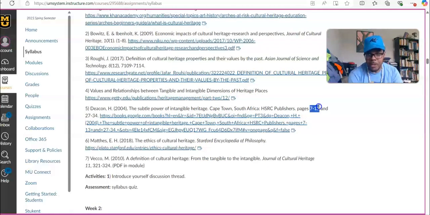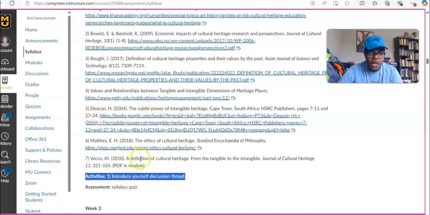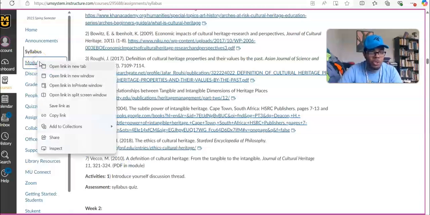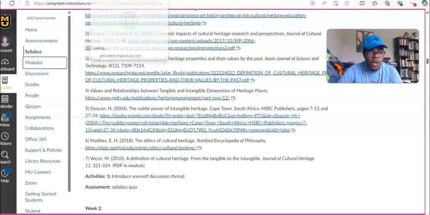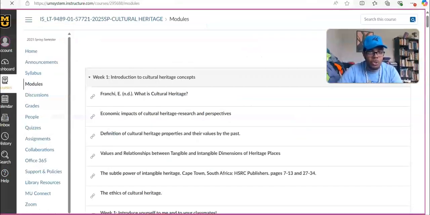Then what you're going to do is, for this particular one, also look at page numbers. Look and see if there are page numbers. In this case, you're not reading all of this, just pages 7 through 13 and then 27 through 34. Those sorts of things. And then you'll see activities and assessments on each of these as well. If you see where it says PDF and module, you will have to go to the modules. I'll do that right now. You will have to go to the module in order to access it.